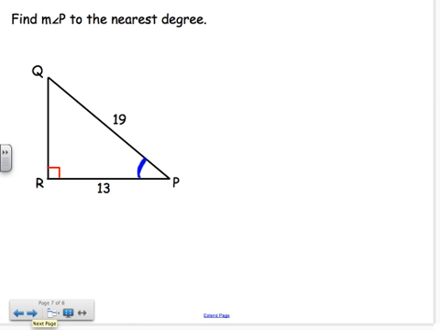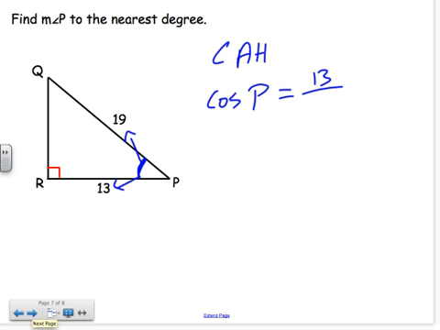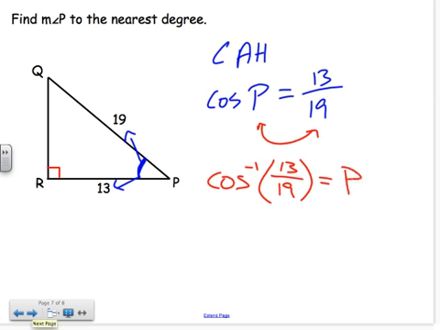Well, let's figure out what we know first. I know the side that's adjacent, and I know the hypotenuse. So adjacent and hypotenuse, that would be our CAH, right? So I'm saying cosine. I don't know what the angle measure is, so I'm just going to call it angle P. Cosine of P equals adjacent, which is 13, over hypotenuse, which is 19. In order to find the angle, I just take the inverse cosine. With that little negative 1, these two switch spots. So 13 over 19 equals angle P now.